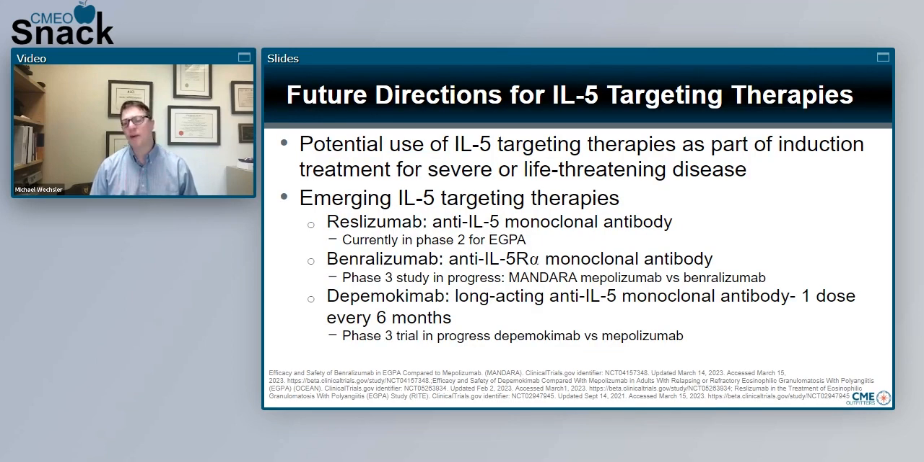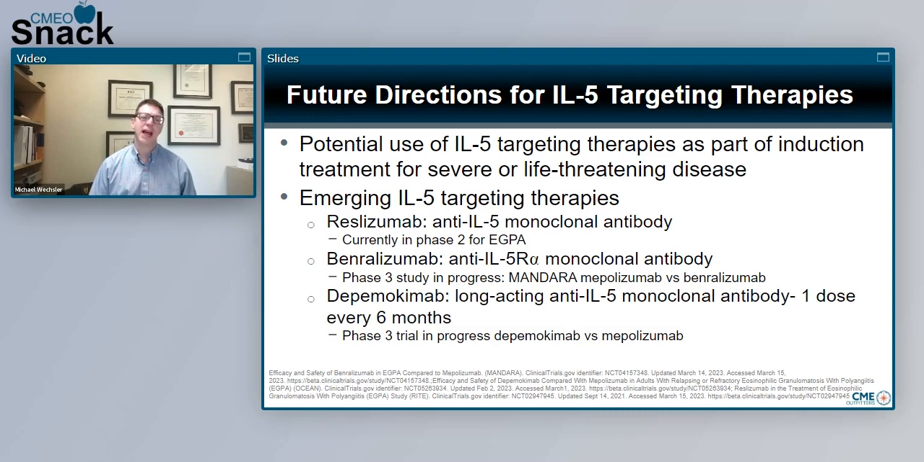Another thing that I want to bring up is really how this space is evolving a little bit. And in terms of some of the future directions, mepolizumab is the only drug that's actually approved for maintenance of remission and prevention of relapses in patients with EGPA. But there are other IL-5 targeted therapies that are in development for asthma and for EGPA as well.